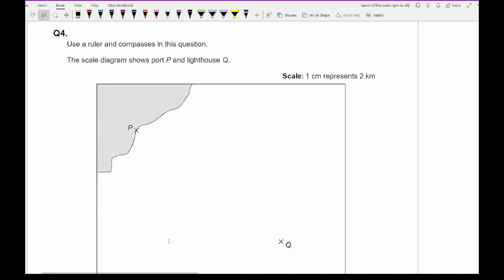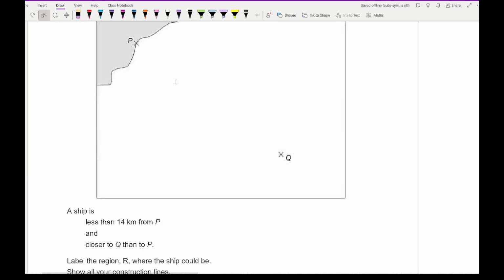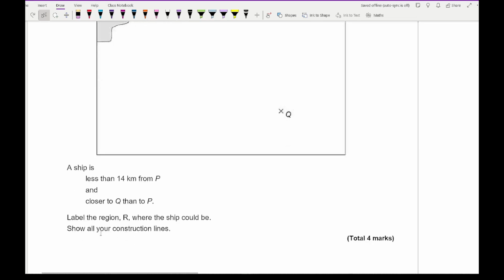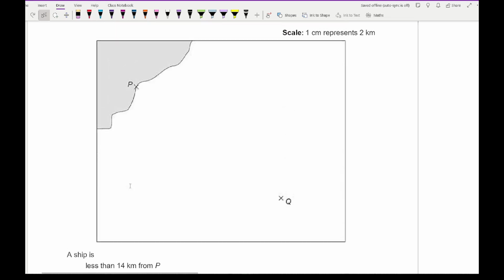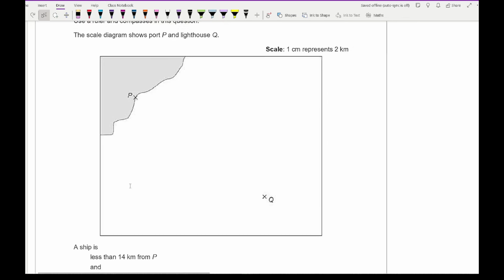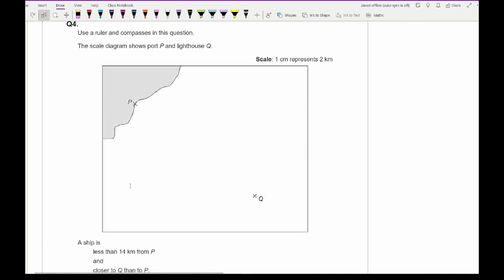Moving on to question 4, it says use a compass and a ruler. The scale diagram shows port P and lighthouse Q, and a ship is less than 14 kilometers from P and closer to Q than P. Label the region R where the ship could be, and show all your construction lines. For me to do this accurately on the screen is very complicated because I don't have access to a ruler online, so I'm going to talk you through how we actually do this.